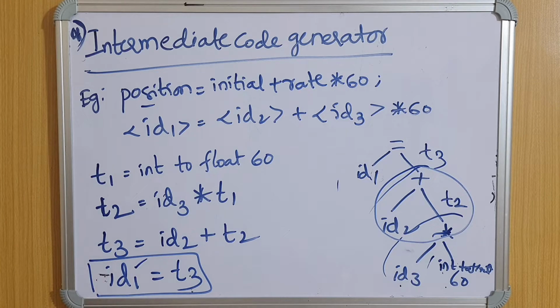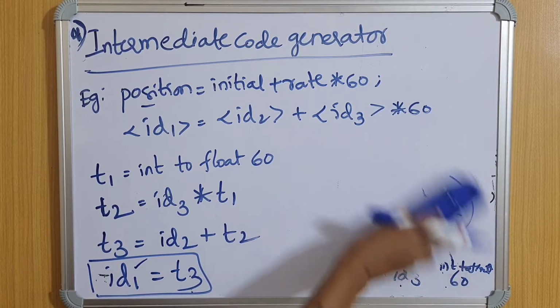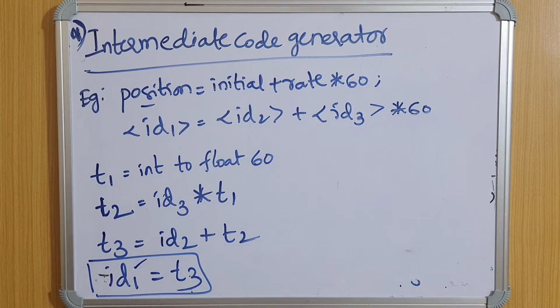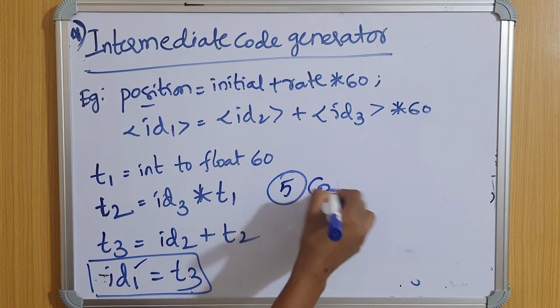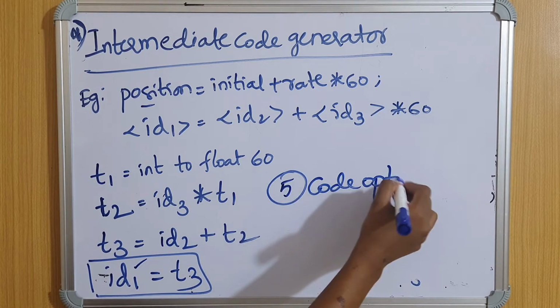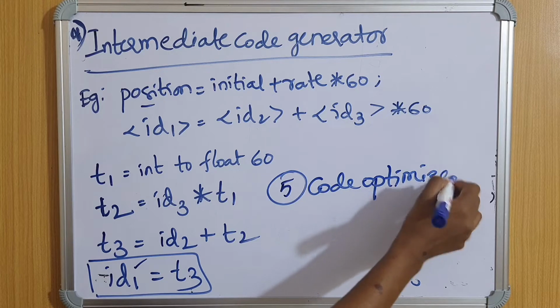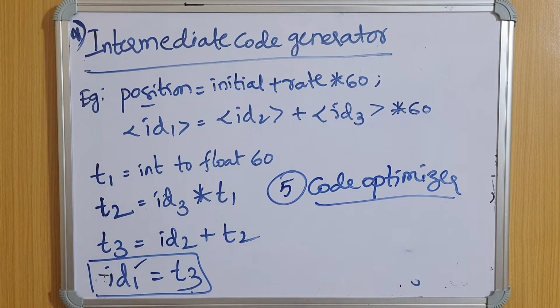Okay, clear. Now coming to the next phase. What is the next phase? After the intermediate code generator, what is the next phase? Code optimizer. Coming to the code optimizer, by the word only you can understand that we are optimizing the code. Code optimizer means whatever code we have generated, that will be optimized.